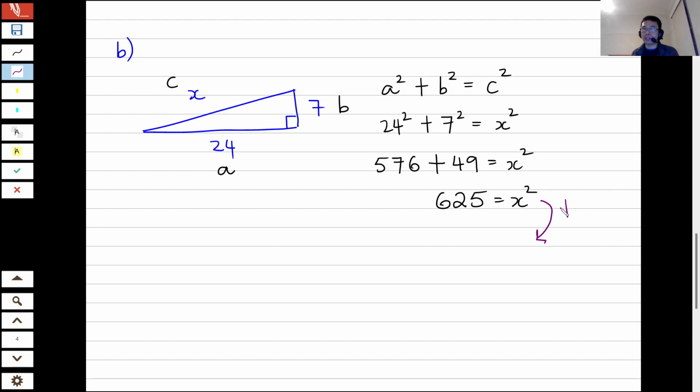Well, we should take the square root of both sides. If I do one thing to one side of the equation, I have to do it to the other side as well, so that the equality is preserved. So I took the square root of x squared to get x, which means I must take the square root of the left-hand side as well.